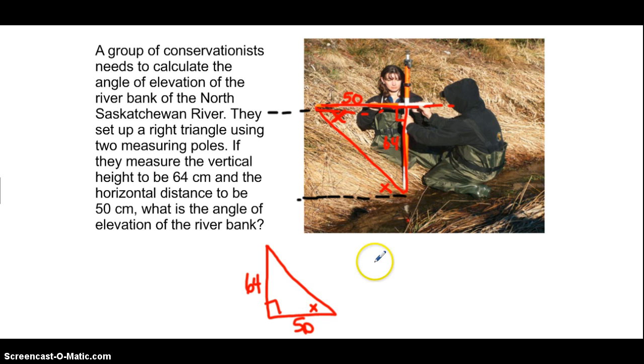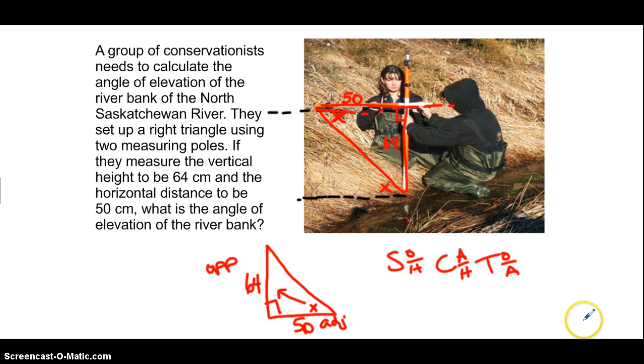So now we want to set up an equation to solve for x. So we're going to look at what we have. We have the opposite side and the adjacent side. So remember our trig ratios, SOH CAH TOA. Which one will we be using here? It should be tangent, right? So we're going to do the tangent of x is equal to 64, which is the opposite, over the adjacent of 50. Okay, now remember, in order to solve for the angle, we have to do the inverse of the tangent. So we're going to be calculating the inverse tangent of 64 over 50.